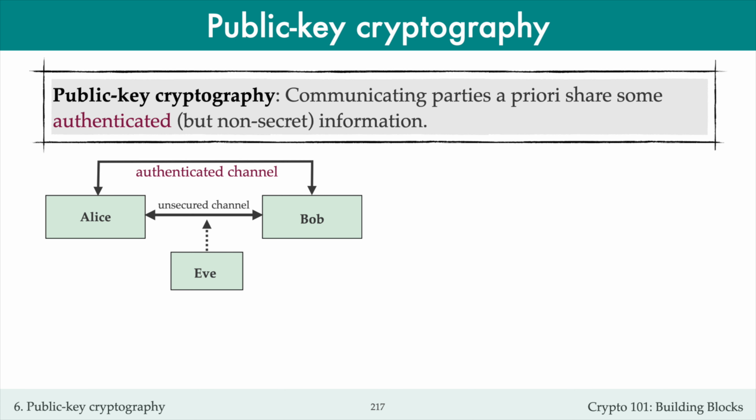Here is a one-sentence characterization of the beautiful idea of public key cryptography. In public key cryptography, the communicating parties a priori share some information that is authenticated but not secret. In other words, the need for a secure channel for distributing secret keys in symmetric key cryptography has been replaced with the need for a channel that's authenticated but not secret to distribute public keys.